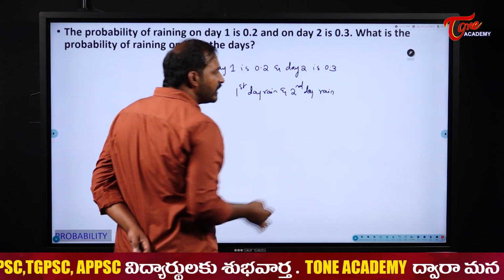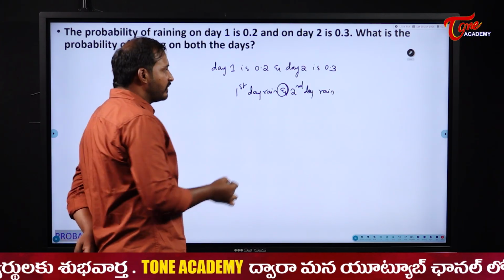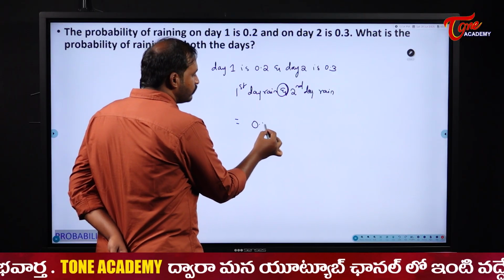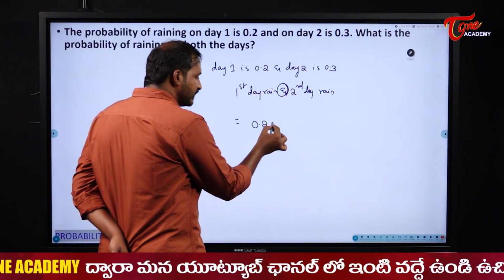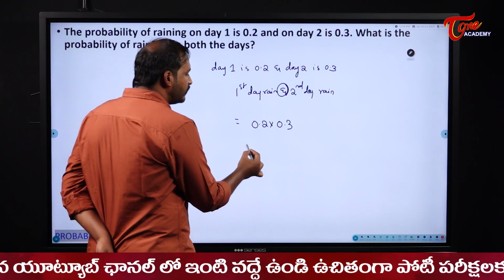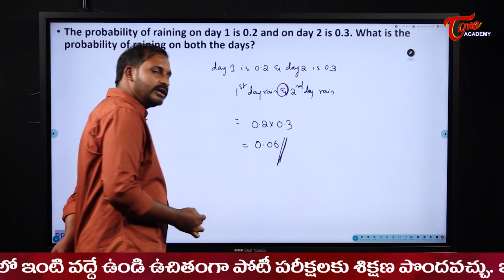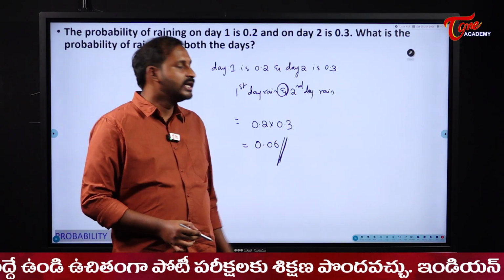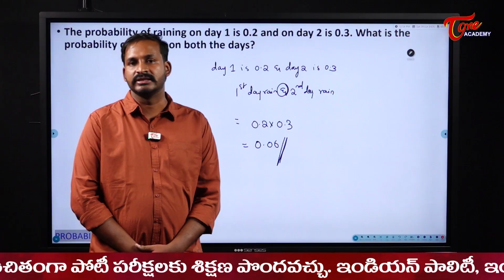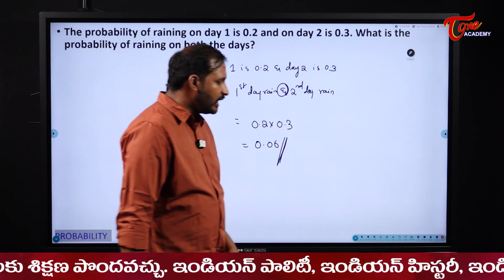"And" means what? Already I told you students, "and" means multiplication, right? That means 0.2 is the rain on the first day and 0.3 is the rain on the second day. So 0.2 into 0.3 becomes what? 0.06. The probability of raining on both the days is 0.06. Understood? Right? Next one.